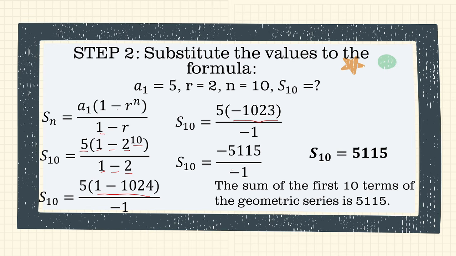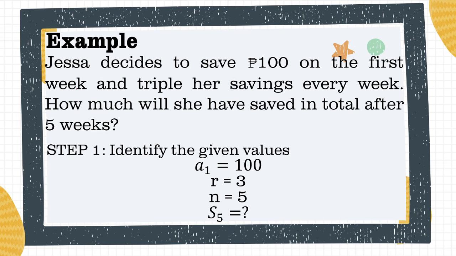So S of 10 is equal to negative 5,115. Where did we get the 5,115? 5 times negative 1,023. So negative 5,115 divided by negative 1. So negative divided by negative, your answer will be positive. So we will be getting the answer S of 10 is equal to 5,115. So the sum of the first 10 terms of the geometric series is 5,115. Next, let's proceed to word problems applying the geometric series.